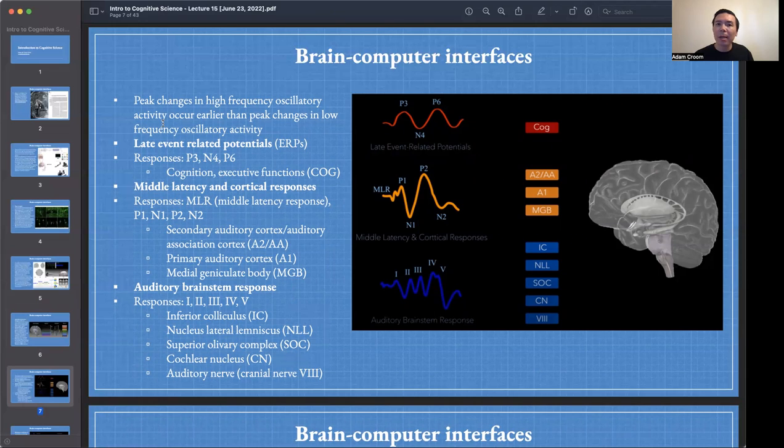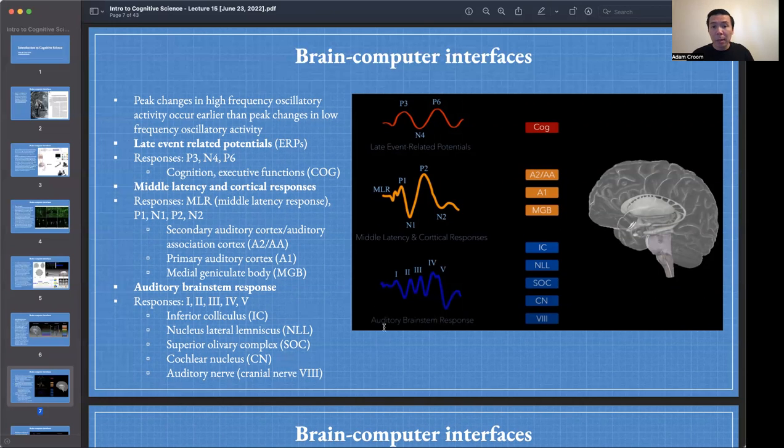And this is just another slide to help reinforce this point. Peak changes in high frequency oscillatory activity occur earlier or first. That just means peak changes at the lower level are going to occur first or earlier than peak changes at a higher level.